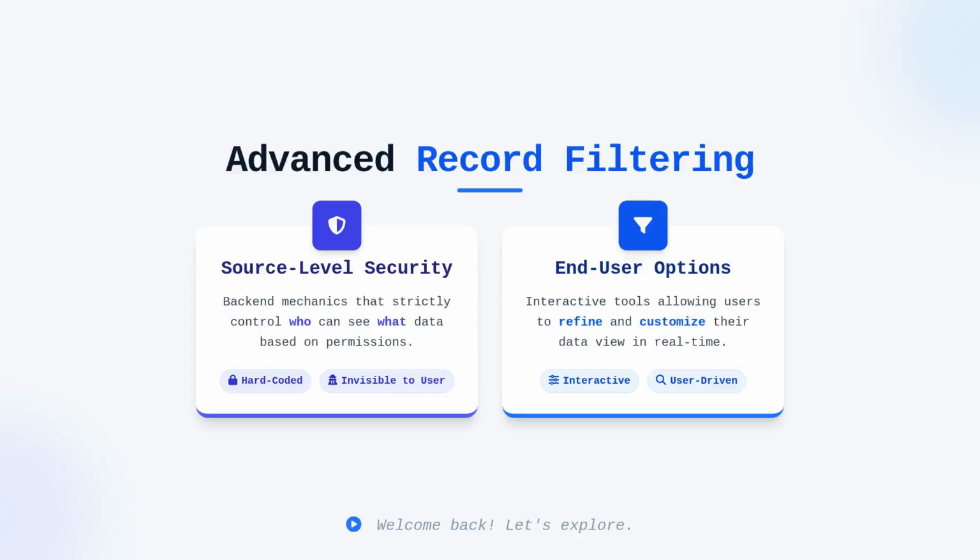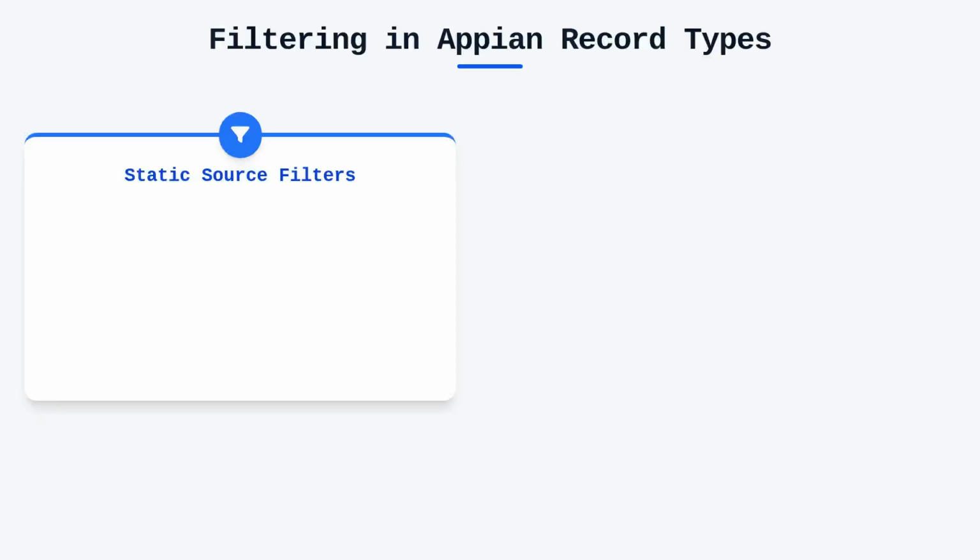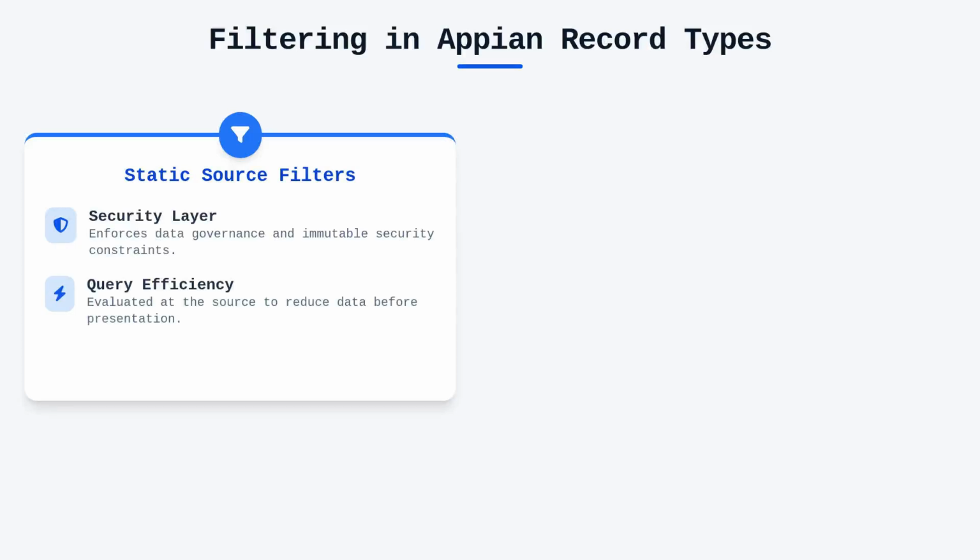When we talk about filtering data within an Appian record type, we must first address the distinction between static source filters and dynamic user filters. Source filters represent the initial layer of data reduction, often applied to ensure that the record list only contains rows that a user is permitted to see based on security attributes. These are configured directly within the record type object and serve as an immutable constraint on the underlying data source.